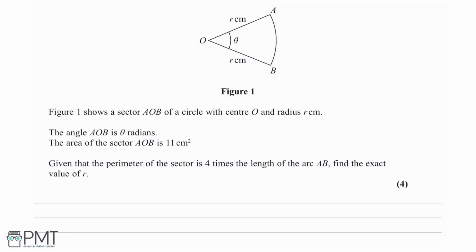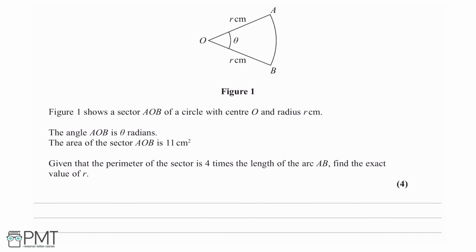We are told that figure 1 shows the sector AOB of a circle with center O and radius r centimeters. It tells us the angle AOB is theta radians and the area of the sector AOB is 11 centimeters squared. Given that the perimeter of the sector is 4 times the length of the arc AB, find the exact value of r.